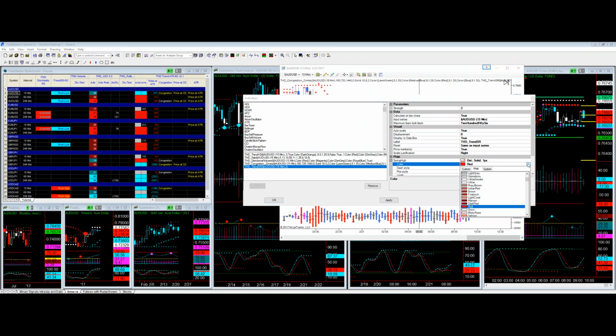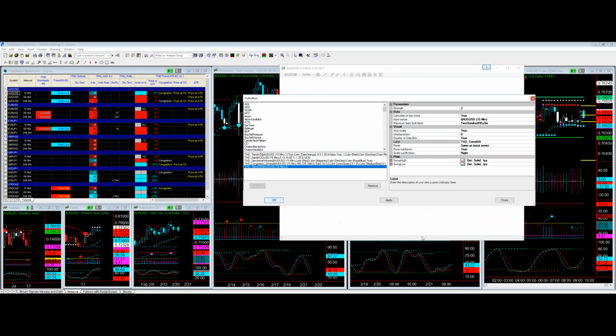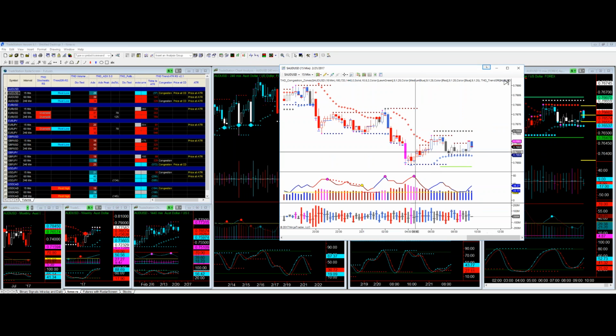But you could change the red to dark red. And then on the dark blue, it's going to be evident. So now you see more of a difference.